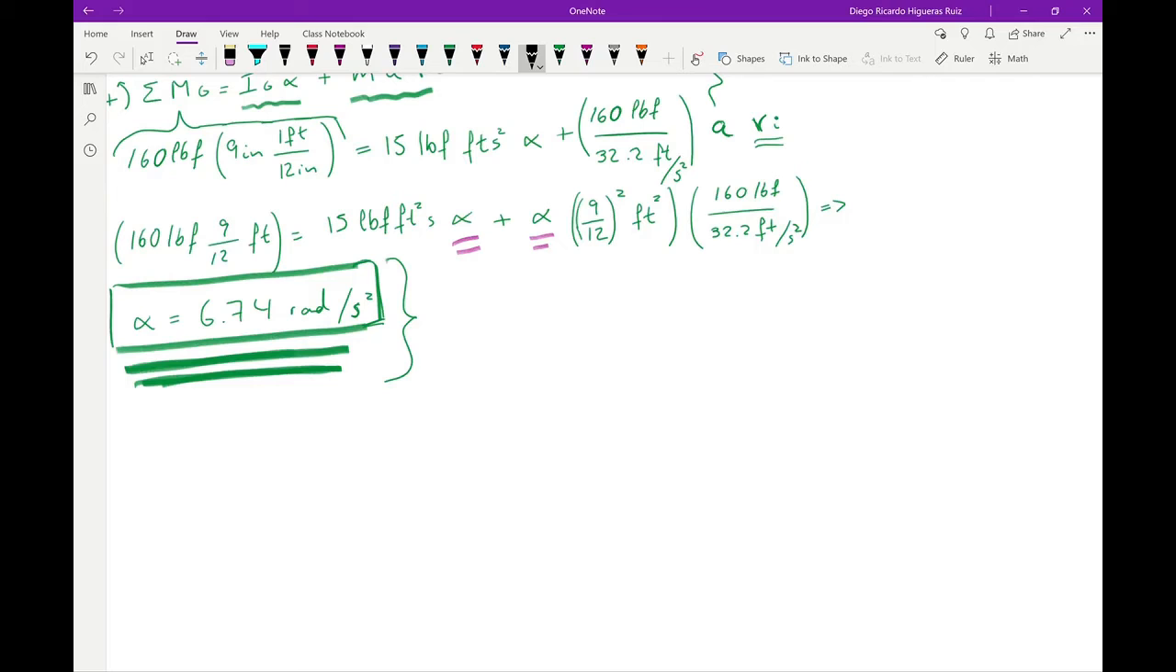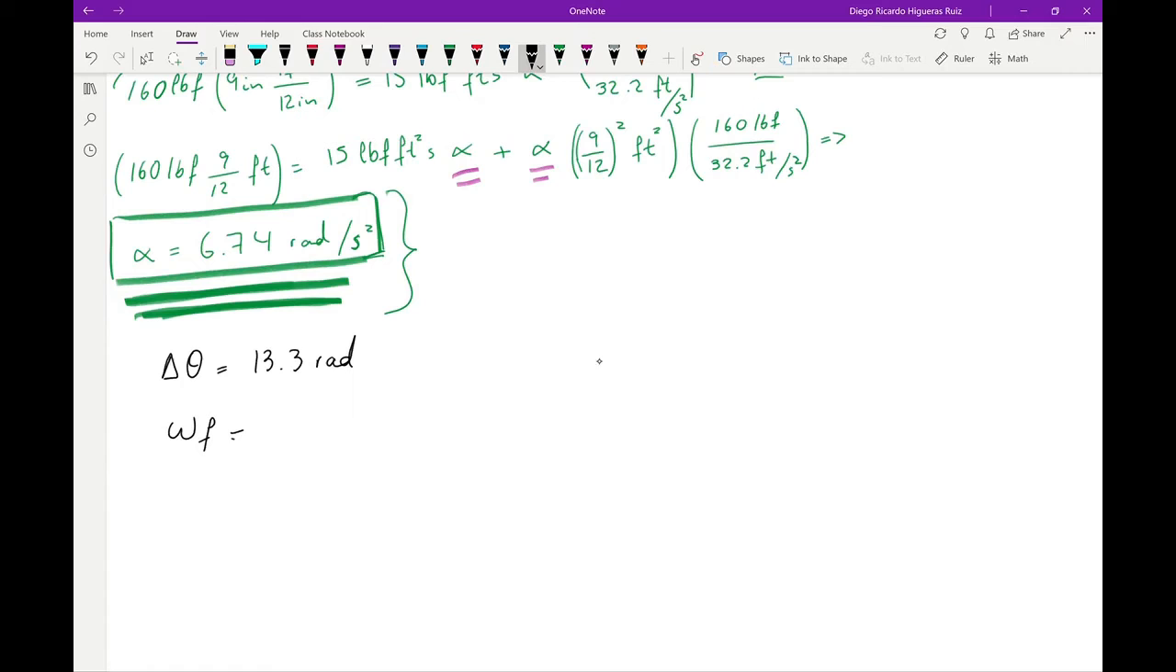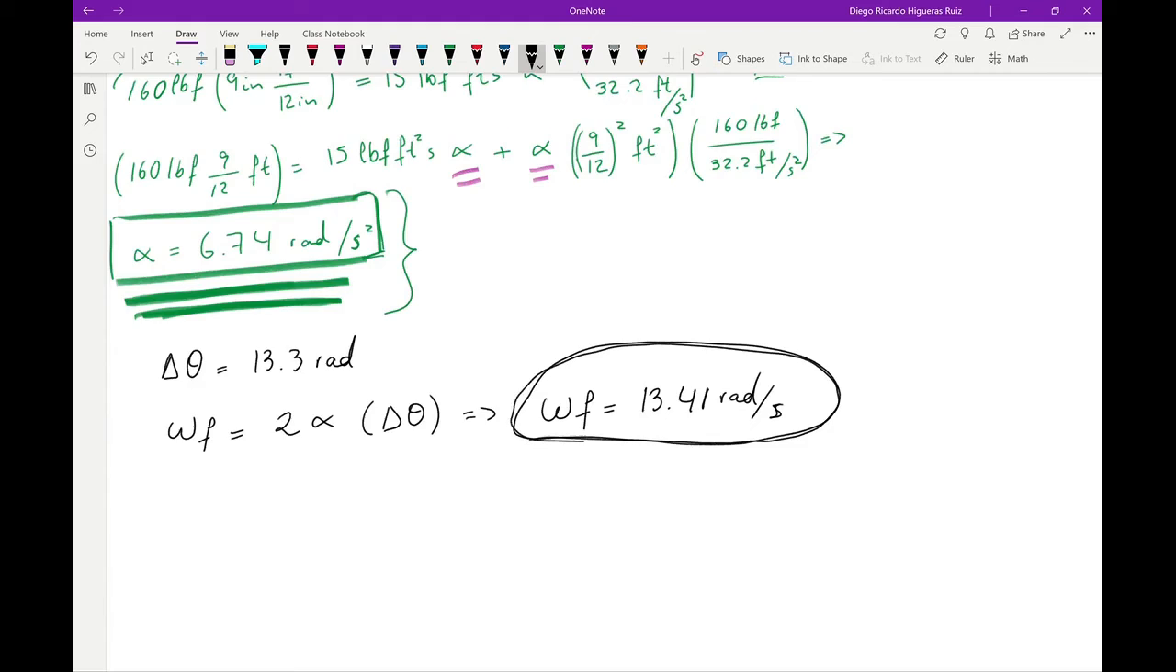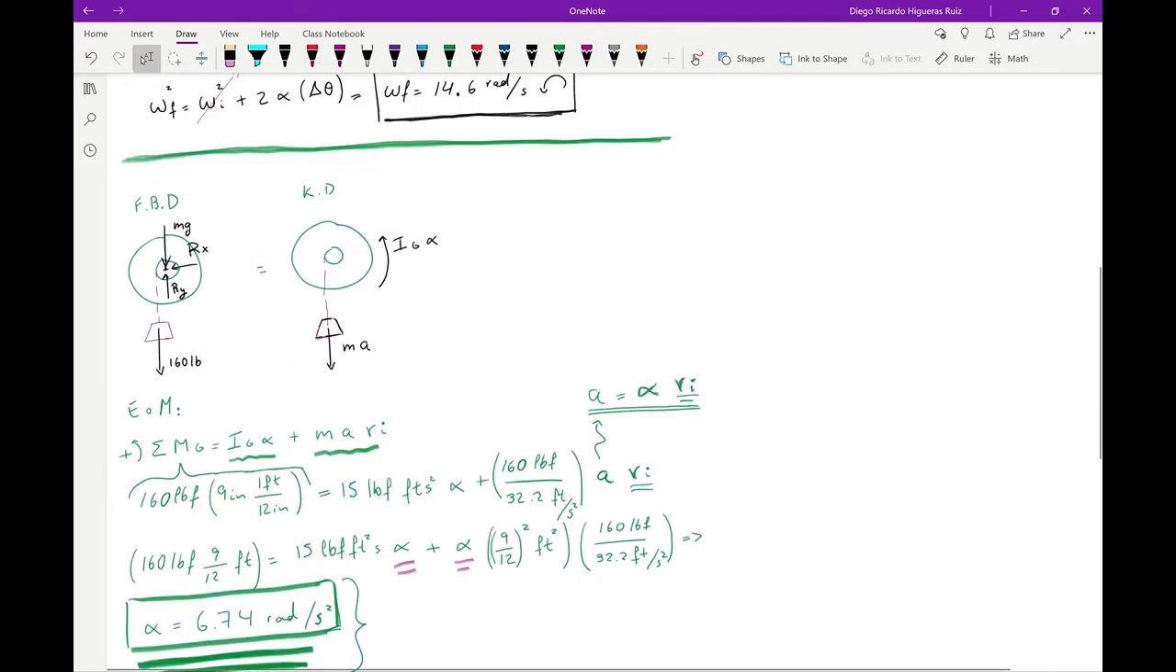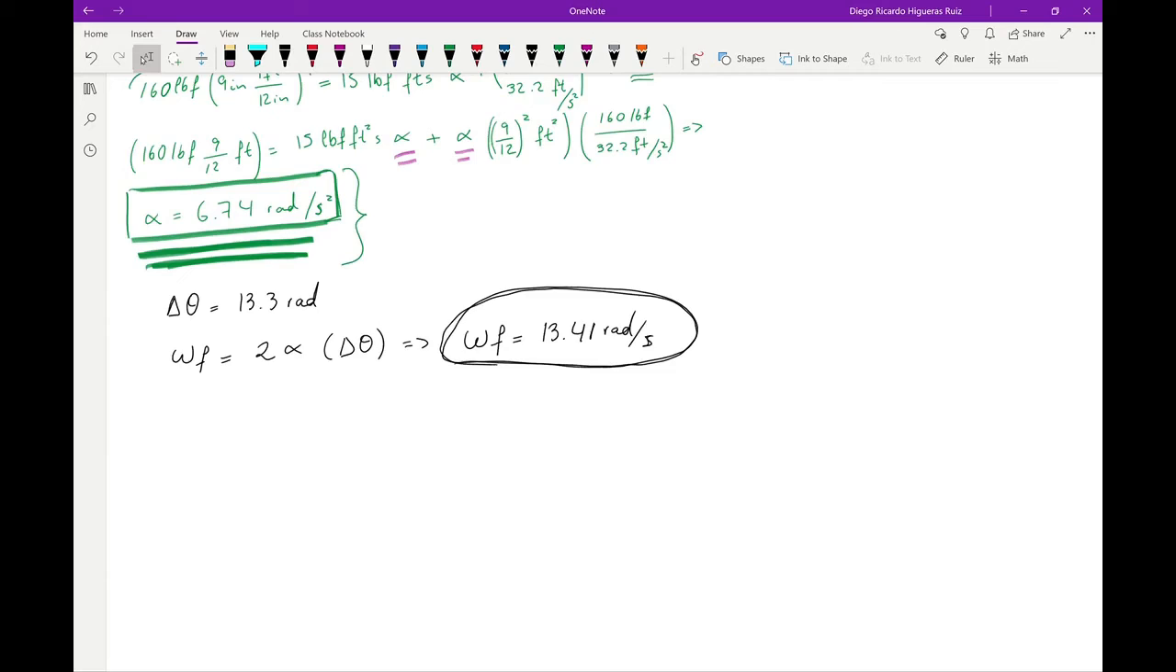So delta theta is going to be 13.3 radians, same as before. If we solve for omega final, it's going to be the square root of 2 times alpha times the increment of theta, and that gives us an omega final of 13.41 radians per second. So we get that too, which is also less than before, right? We got 14.6 radians per second, and now we get 13.41 radians per second.